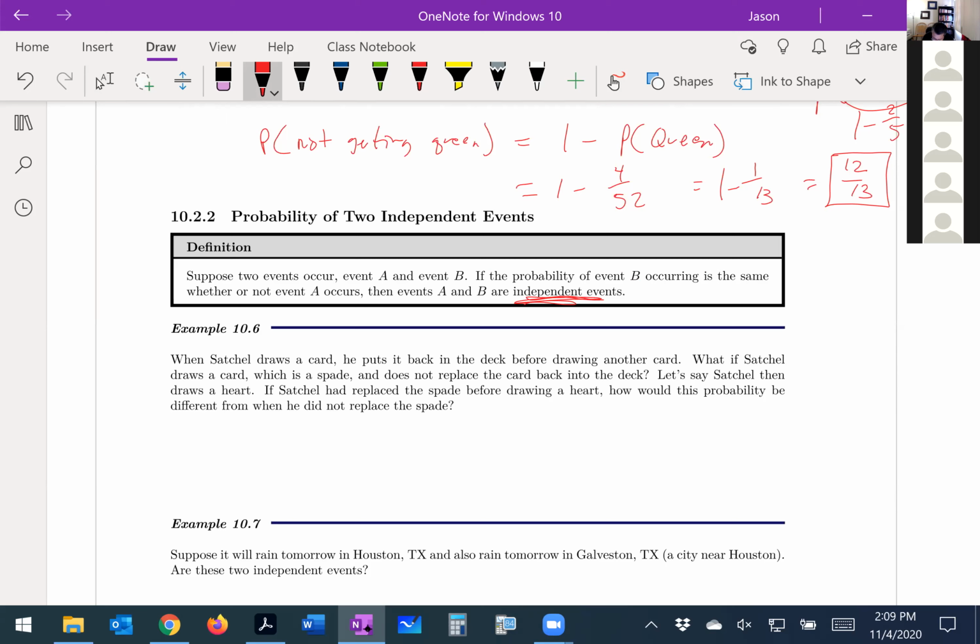When Satchel draws a card, he puts it back in the deck before drawing another card. What if Satchel draws a card, which is a spade, and does not replace the card back into the deck? Let's say Satchel then draws a heart. If Satchel had replaced the spade before drawing a heart, how would this probability be different from when he did not replace the spade? So what we're talking about here is something called with replacement and without replacement. With replacement, we're replacing the card. Without replacement, we're not replacing the card.